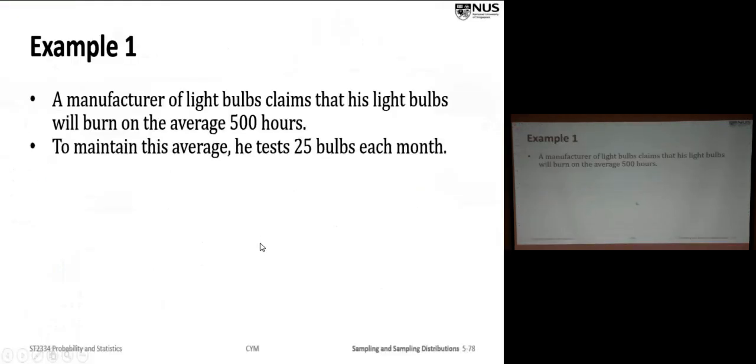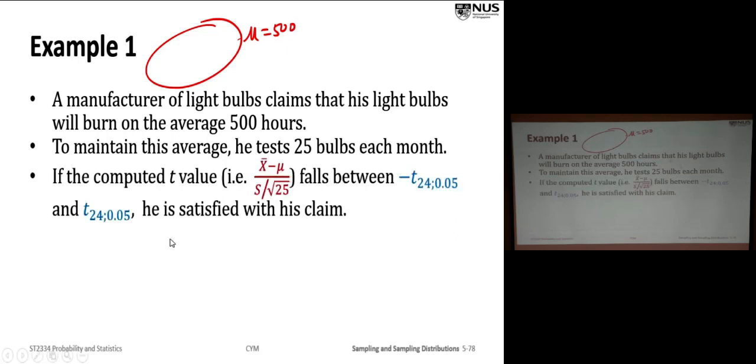This manufacturer of light bulbs claims that his light bulbs will burn on average 500 hours. So in other words, we consider all the light bulbs by this manufacturer, and he claimed that the average lifetime is 500. He tests 25 light bulbs each month and then computes this quantity. Every month he takes a sample of 25 and looks at the survival time, how long it takes to burn out.